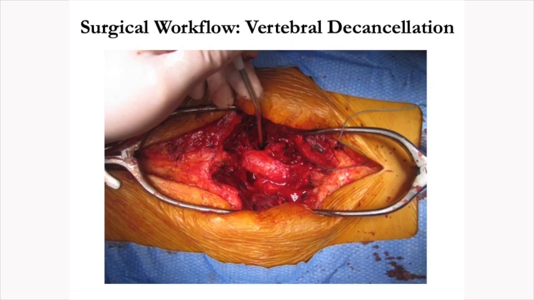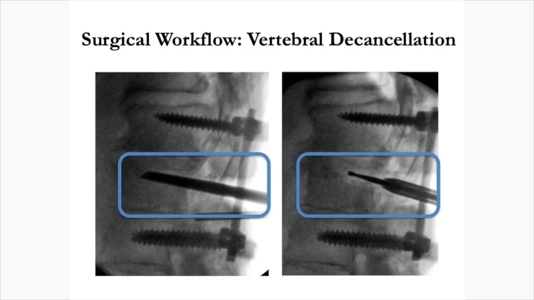Under fluoroscopic control, decancellation osteotomies are then performed through the pedicles into the vertebral body, using a combination of curettes of increasing size, osteotomes, and high-speed drill, meeting across the midline. Any residual pedicular wall can be excised with rongeurs.